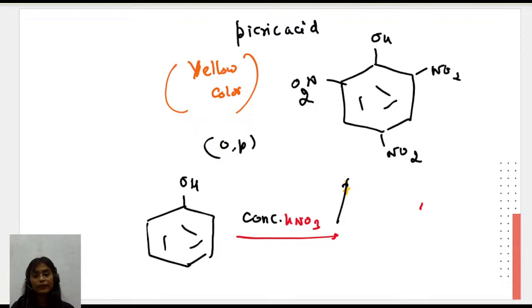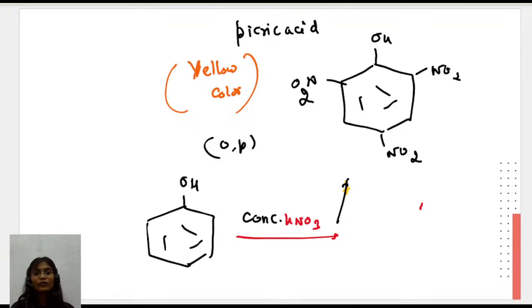Yes, please. What is the IUPAC name for this, with the OH and NO2 part? Yes, very good. Okay, so the answer is very simple. Very good, Niharika, and 135 nitrophenol.